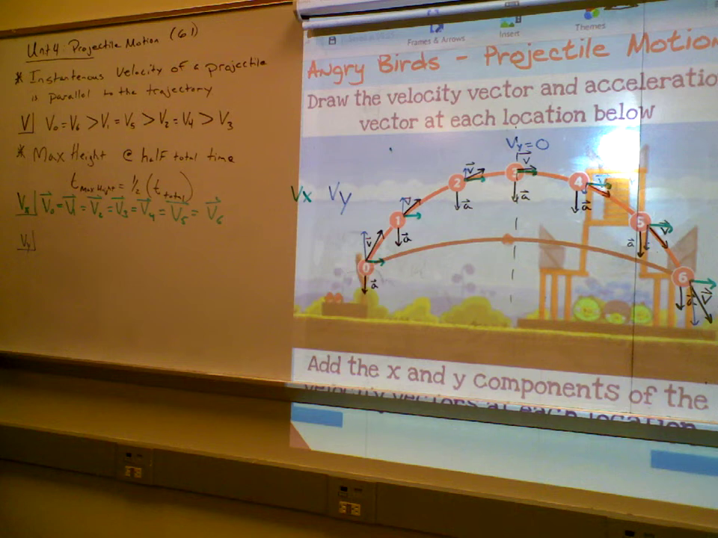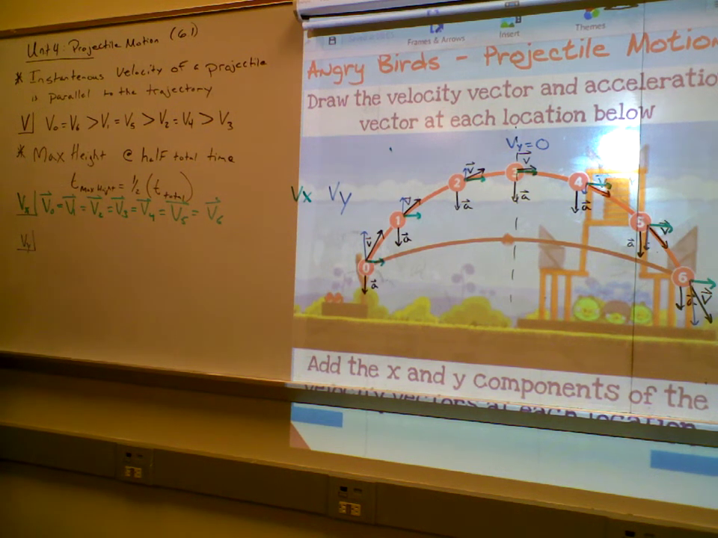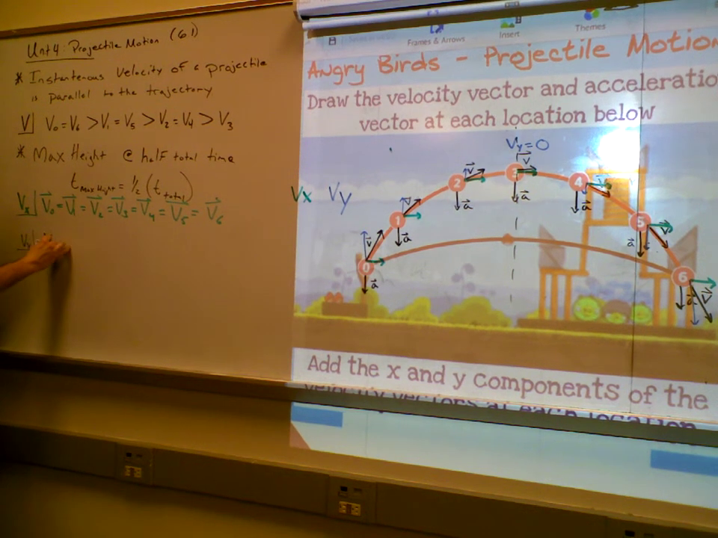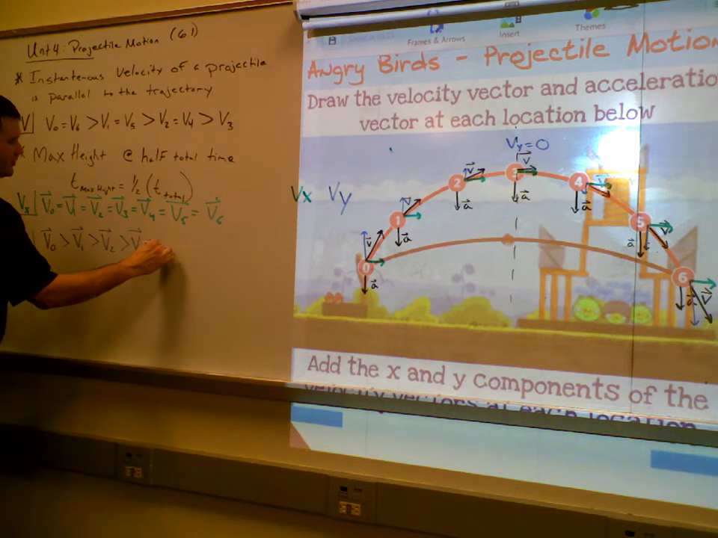Guys, in the y direction, let's think about directions. Up is going to be what? I know Nan's not here to tell us this, but up is positive, down is negative. If up is positive, then let's rank the velocities. Which one has the greatest velocity? This is just for the y direction, so V0 is bigger than V1, which is bigger than V2, which is bigger than V3. And V3 is not smaller than V4.